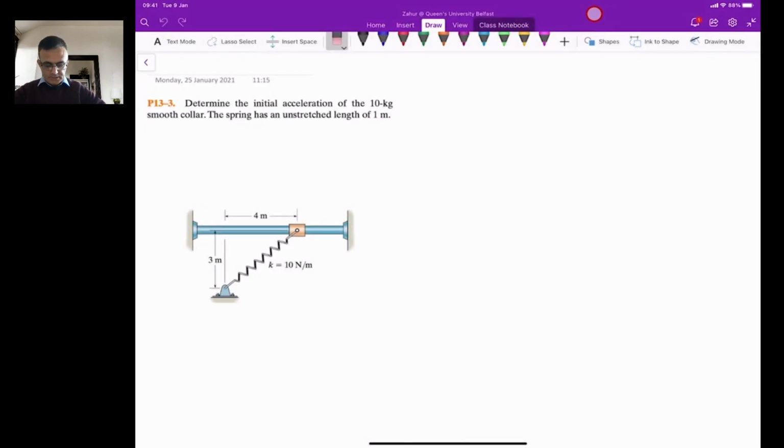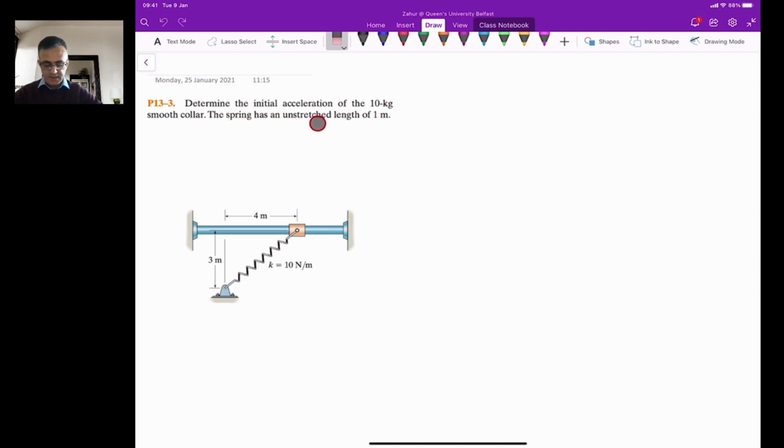Okay, so in this example, which is P13-3 and is taken from the R.C. Hibbeler book, and again, it is one of the tutorial questions from your tutorial sheet. In this case, we need to determine the initial acceleration of the 10 kilogram smooth collar, which is this collar here. So you need to calculate its initial acceleration, and the mass is given, which is 10 kilogram.